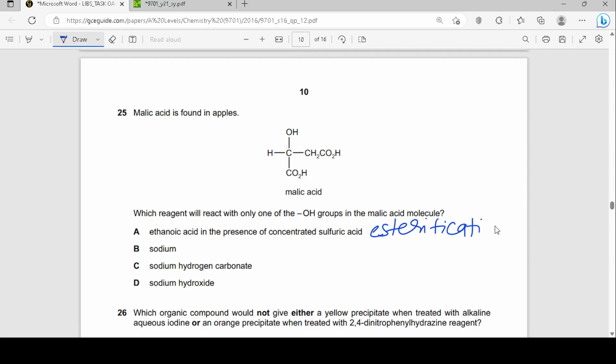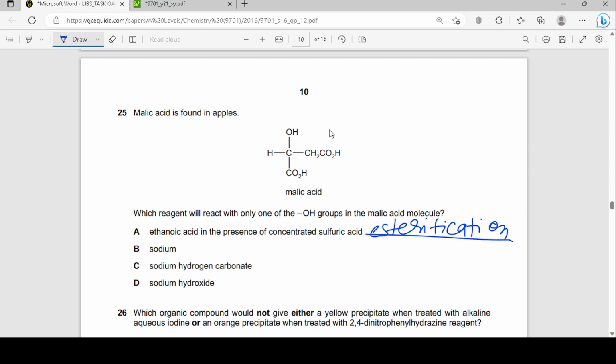Yeah, esterification. If it's esterification, ethanoic acid will obviously not react with the carboxylic acid groups, but it will react with the OH group, right? Alcohol plus carboxylic acid will give you an ester, in the presence of a catalyst, which is a small amount of concentrated sulfuric acid.